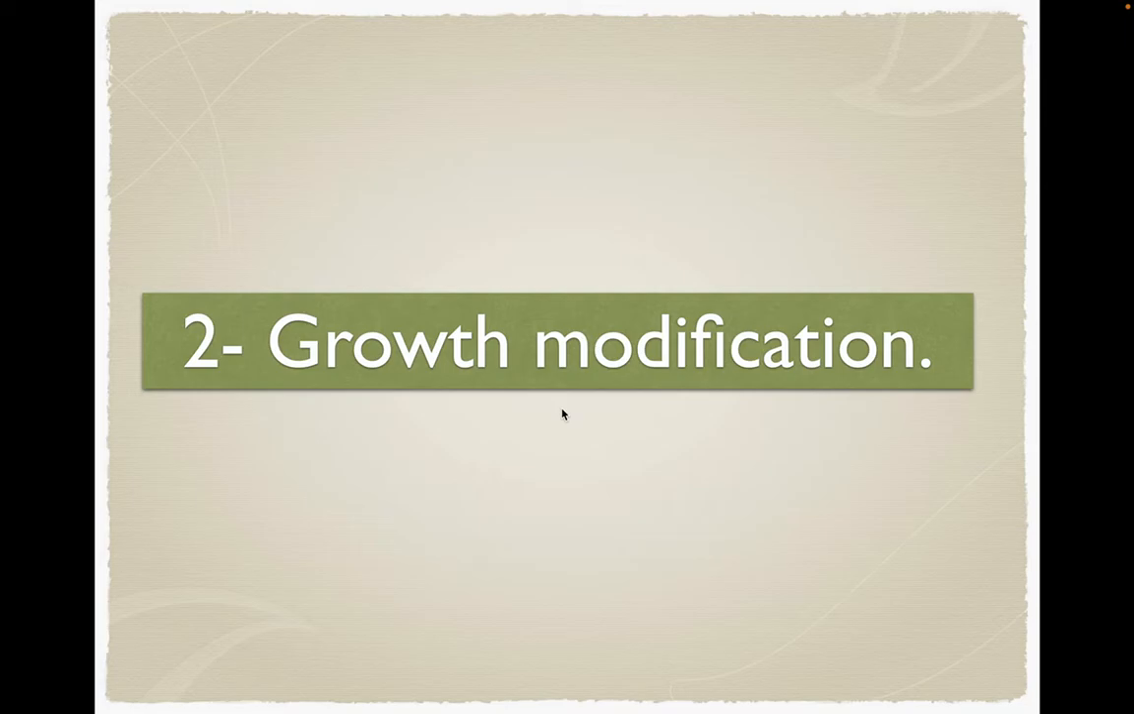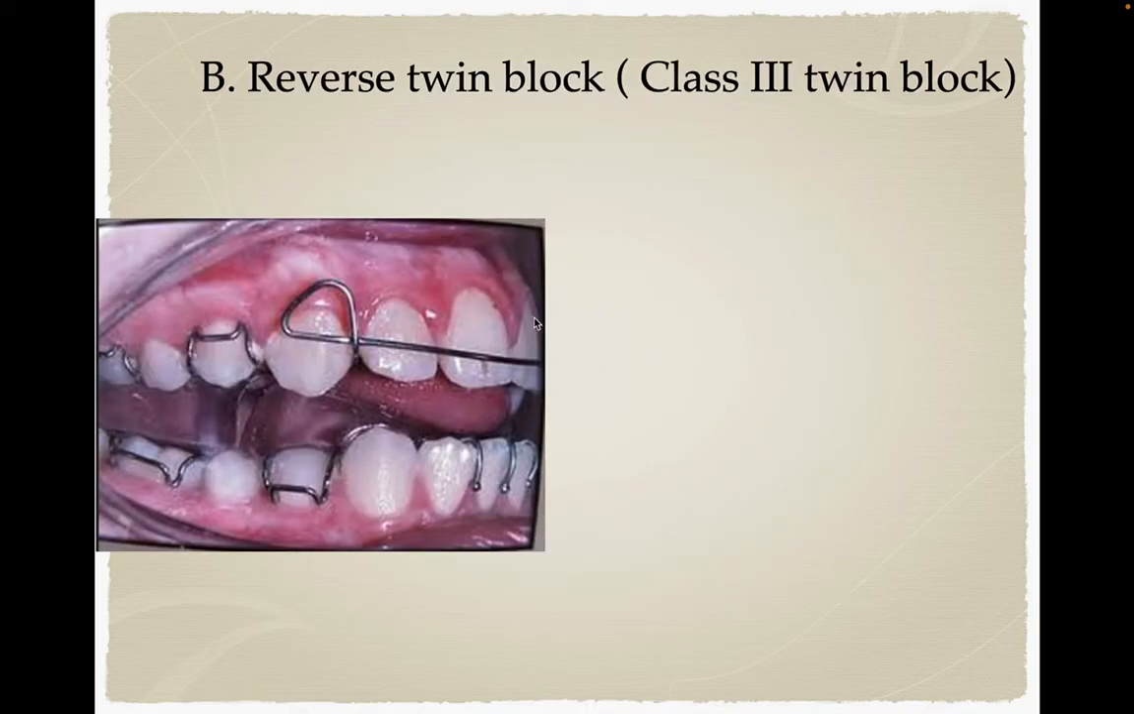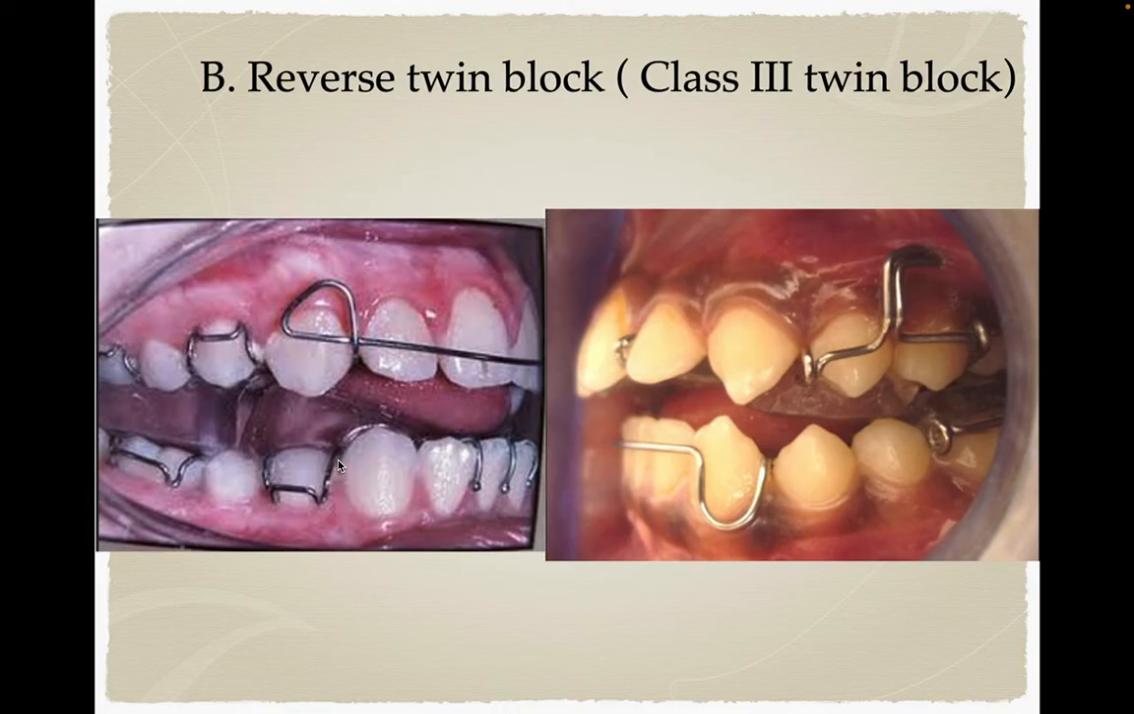Growth modification is always an option. We will cover this in more detail when we talk about functional appliances. But the types of these functional appliances for class 3 are the chin cup, which basically directs the force toward the condyle, trying to minimize the amount of growth of the mandible. The other option is to use a reverse twin block, which basically pushes the mandible posteriorly and the maxilla forward.